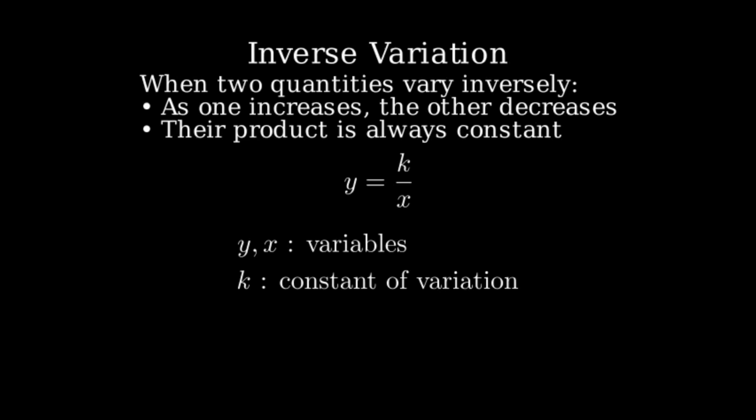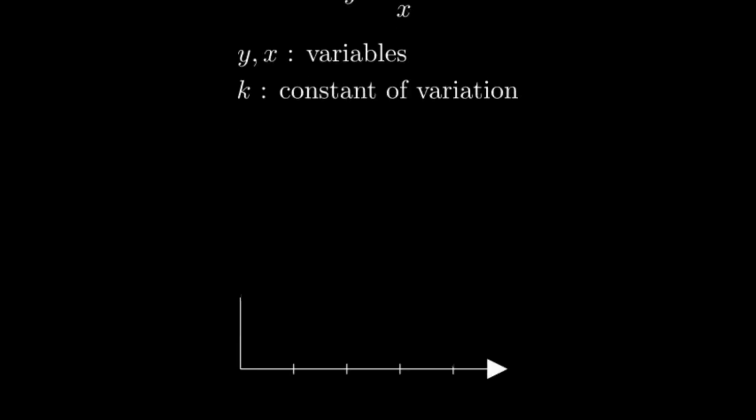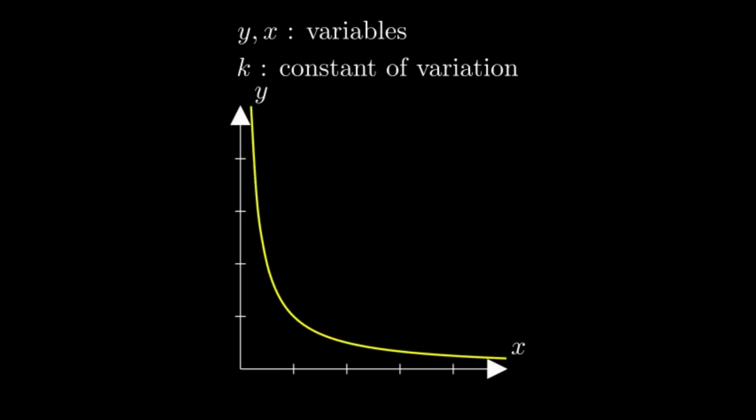Let's visualize this relationship with a graph. As you can see, when x increases, y decreases, forming a curve called a hyperbola. Notice how the product of x and y always equals the same constant k. Let's look at a real-world example.